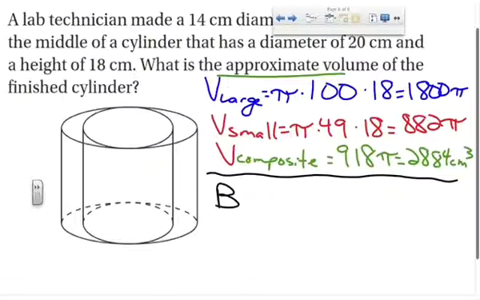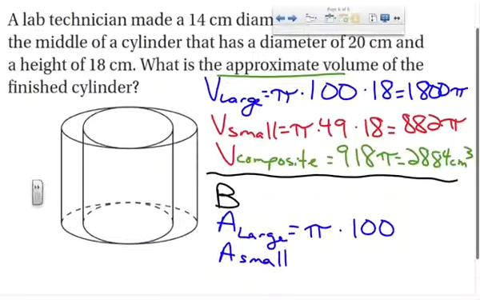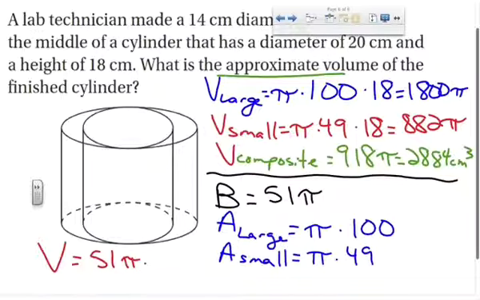And that would involve figuring out what the area of the capital B is, the area of the base. The area of the base is just a big circle minus a small circle. So the area of the large circle would be pi times 100. The area of the small circle is pi times 49. So the area of the base, if I were to subtract these, would be 51 pi. Which means the volume, once again, would be capital B, 51 pi, times the height, which is 18, and you'd end up in the same place.